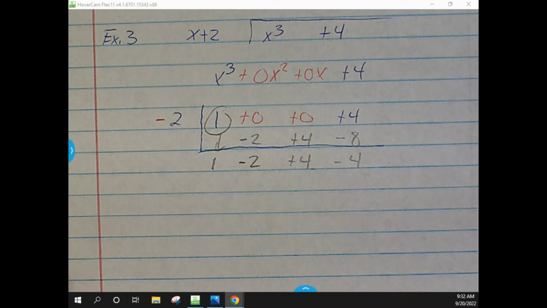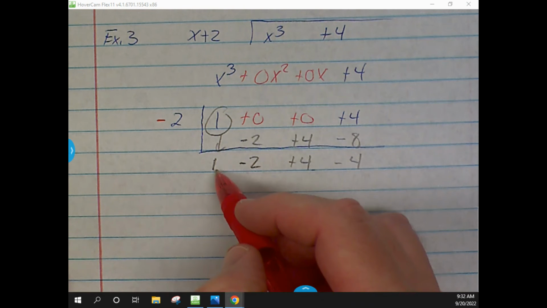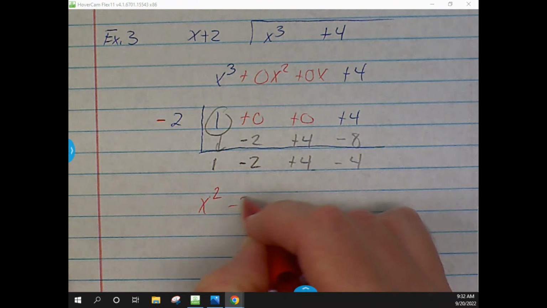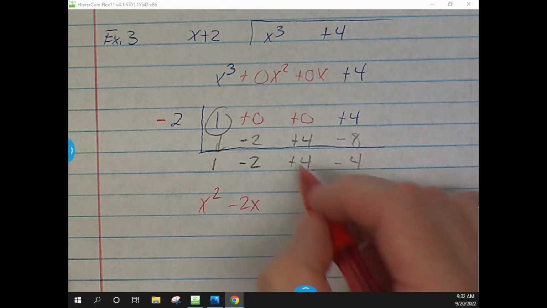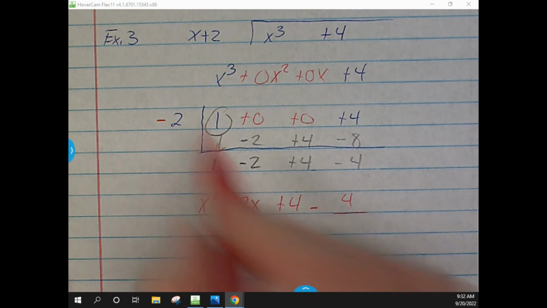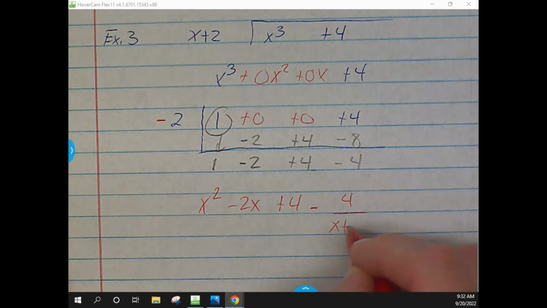Okay, so instead of starting again with x to the third, we're going to start with 1, which is just x squared. This is going to be your x term. The plus 4 is your constant, and this minus 4 is your remainder, so it's going to be minus 4 over, and we were dividing by x plus 2.